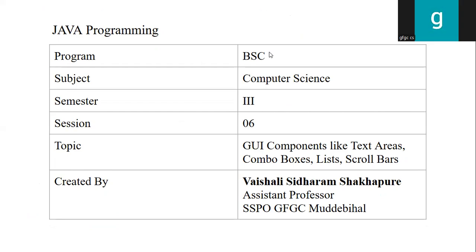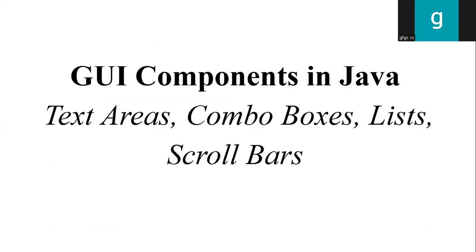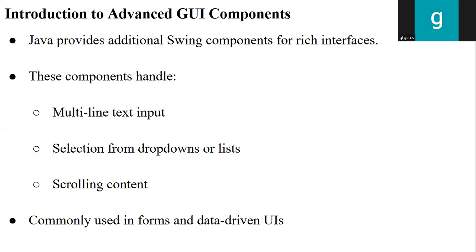Now, session number 6. In this session, I will continue the topic of GUI components like text areas, combo boxes, list, and scroll bars. GUI components in Java. Earlier, I have explained 5 different components. In session number 5, I explained the button, radio button, checkboxes, and labels. Now I am going to explain the text area, combo boxes, list, and scroll bars.